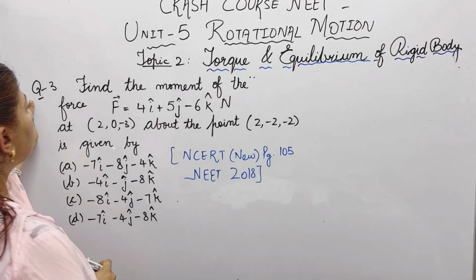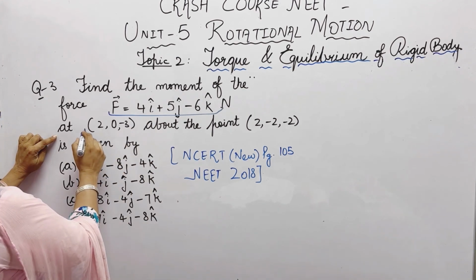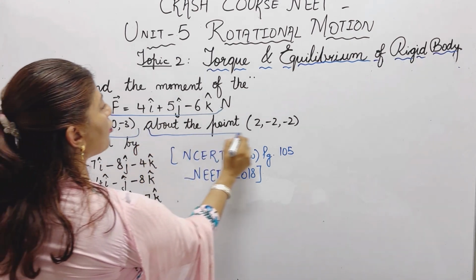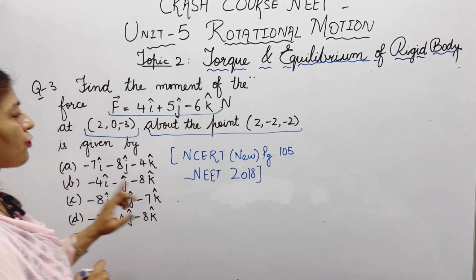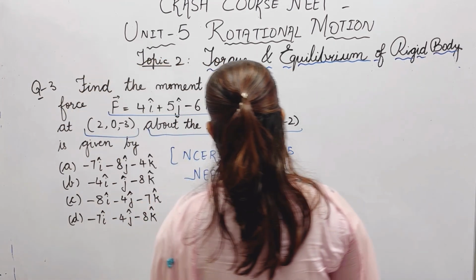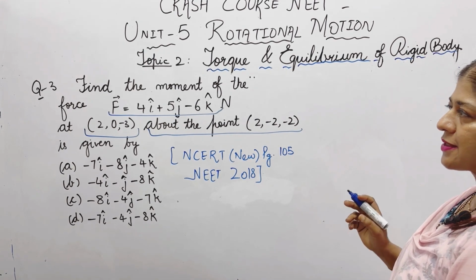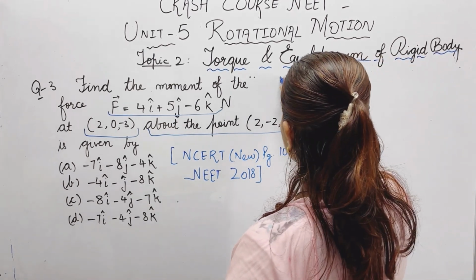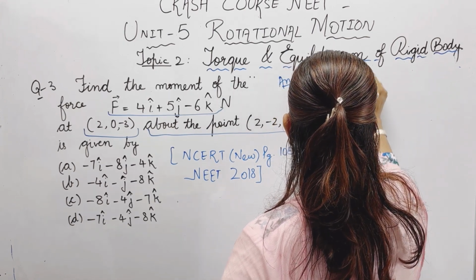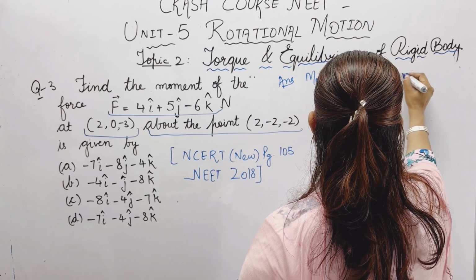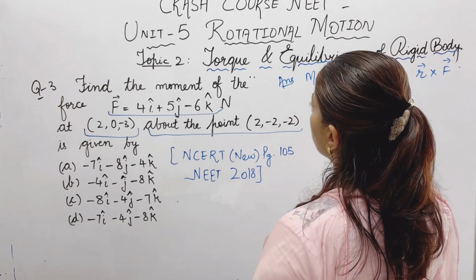Third question is, find the moment of the force, where the force and the coordinates have been given about the point. These are the options given. This question has come in NEET 2018 and it is on page number 105 of new NCERT. This is again a formula based question. To find the moment of force, we have the formula: it's a cross product of position vector into the force.